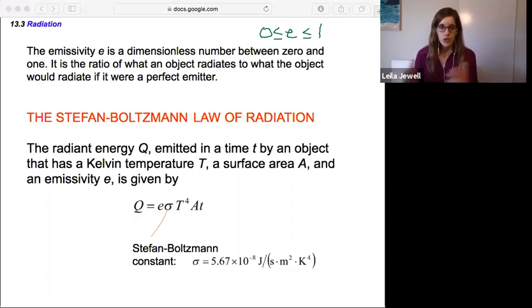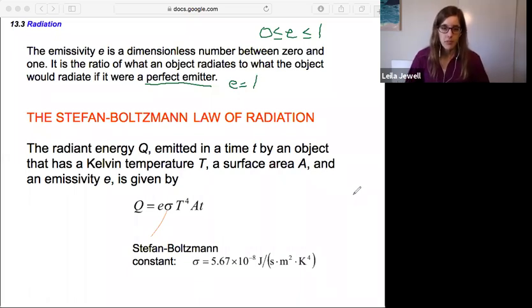In reality it's usually somewhere between 0 and 1, but if it is a perfect emitter, then what the object radiates is exactly the same as what it would radiate if it was a perfect emitter. So anytime the problem says perfect emitter, you can know that E is equal to 1. In every other instance, it will probably tell you the emissivity, and it'll be some value between 0 and 1. And remember, the perfect emitter is going to be like the black covered block on the previous slide.